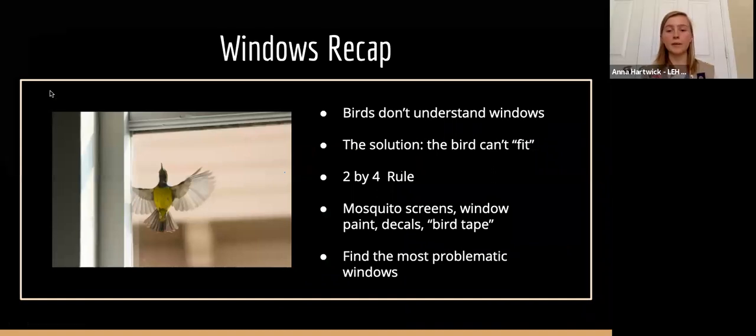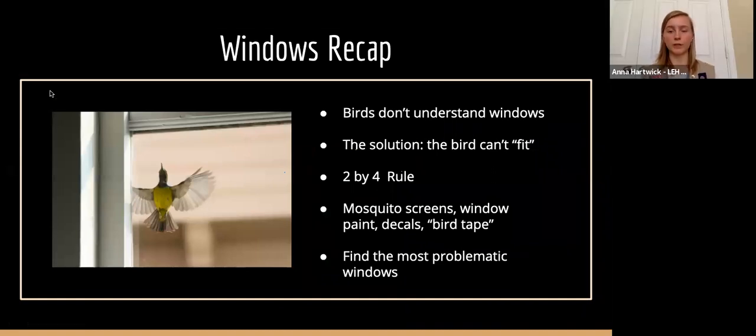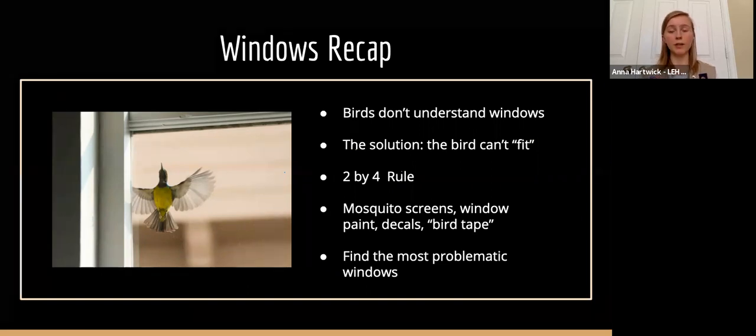To reiterate, birds don't understand windows. They take everything they see literally. So when a window has a reflection of something like the sky, they think that sky actually exists and that imaginary place is actually somewhere they can go. So we solve bird window collisions by tricking the bird into thinking that they can't fit, using the 2x4 rule.